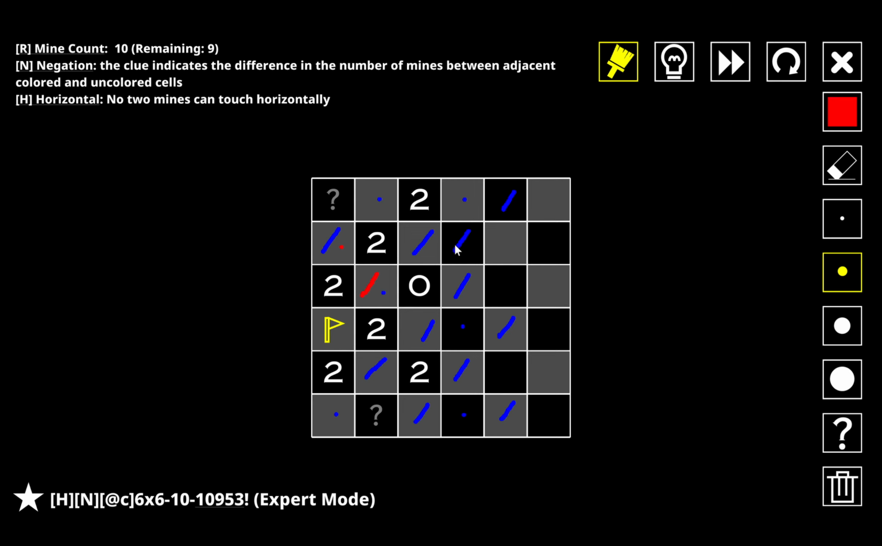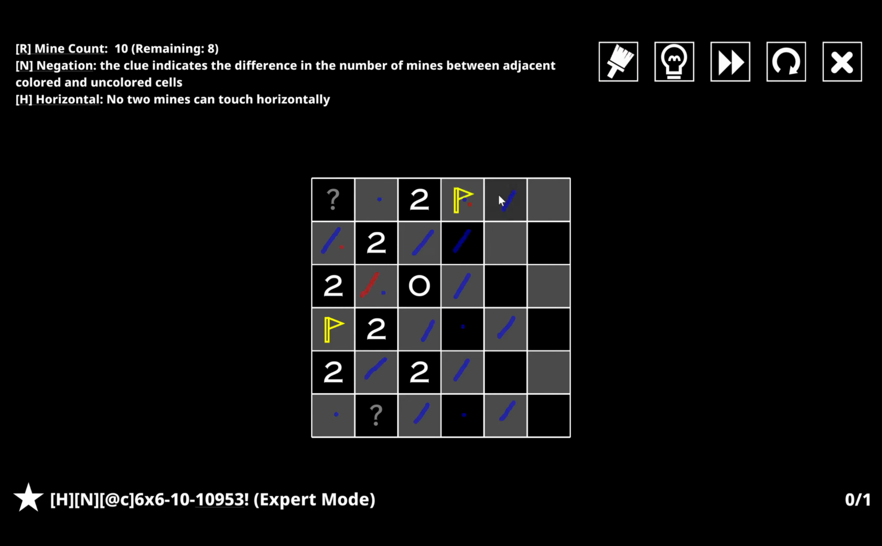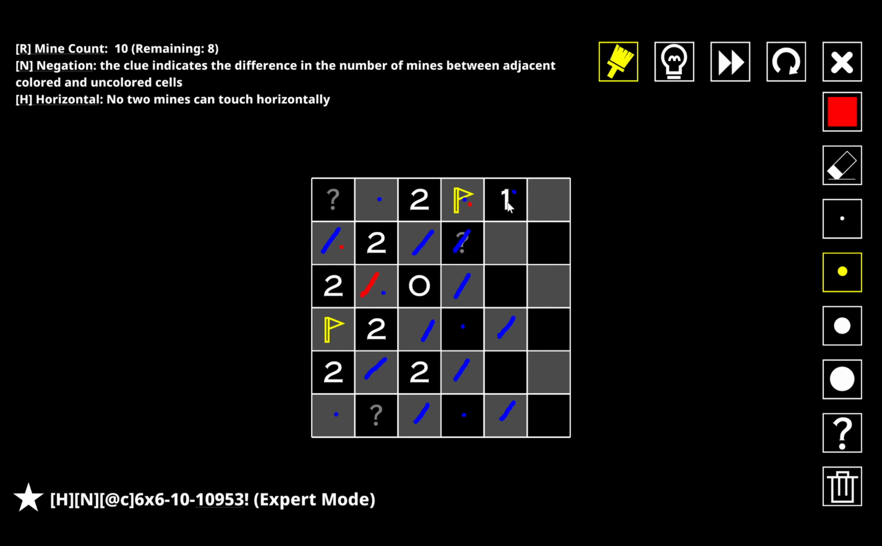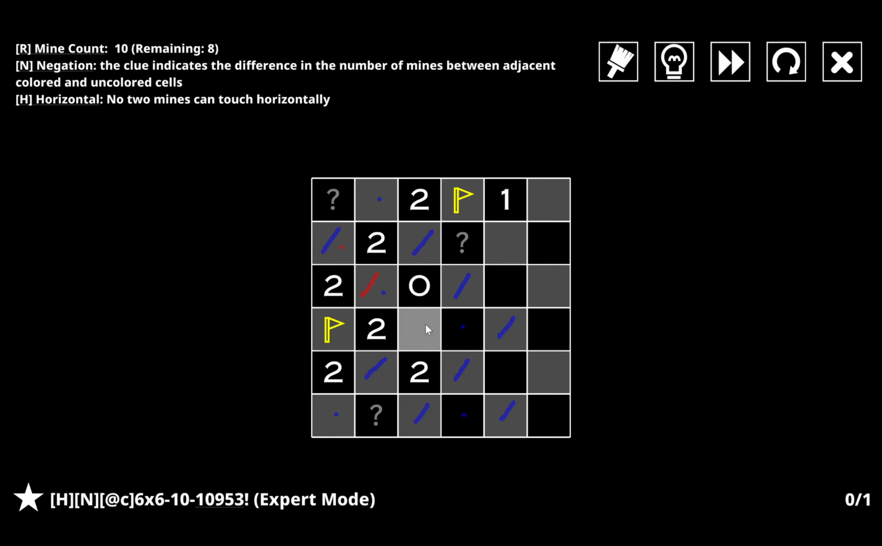Alternatively, in the red case, we know there'll be 1 mine over here, and we also know there must be 1 over here, which would just have to be this mine. So we know that one's a mine, and this one over here is not a mine. There we are. Okay. Now it also tells us in the red case, if this one were a mine, then we would have to make this one a mine as well to balance out the 0, but that's not allowed through horizontal. So we just know that this one here is never a mine.